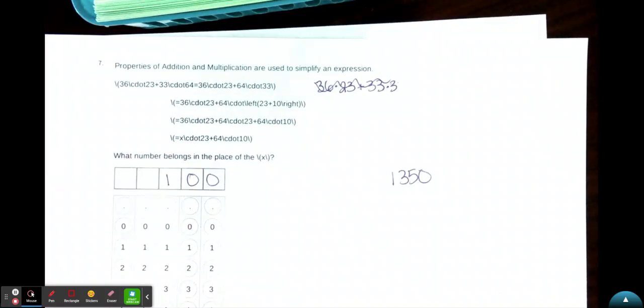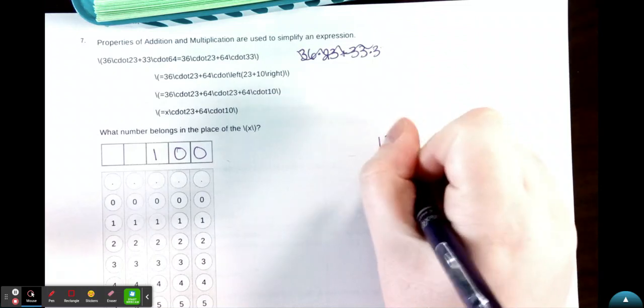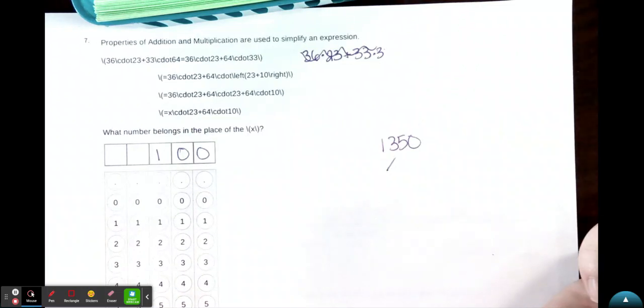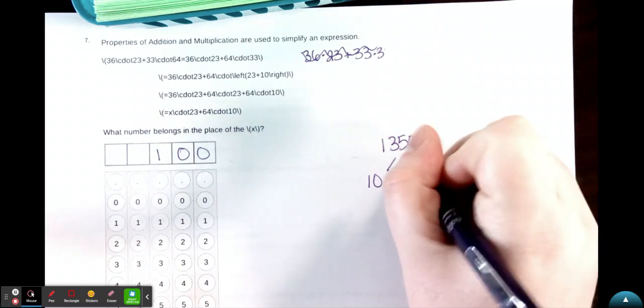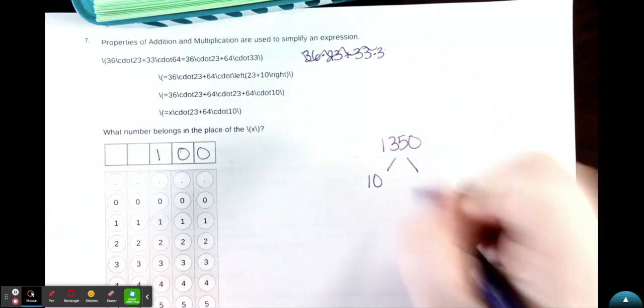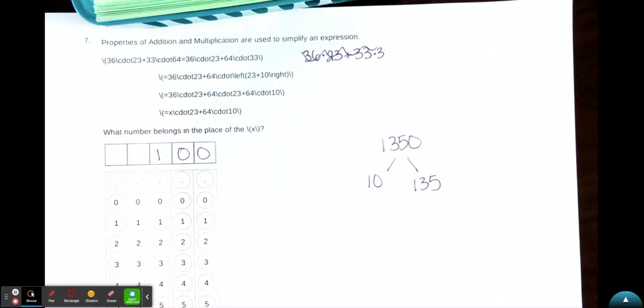What you do is you break the number down into only primes. So this is where we make this cool tree looking thing. So what is a number I can divide 1,350 by? 10. And I know that because it ends in a 0. When I divide that by 10, I get 135. Are either of these numbers prime? No. So I need to keep going.